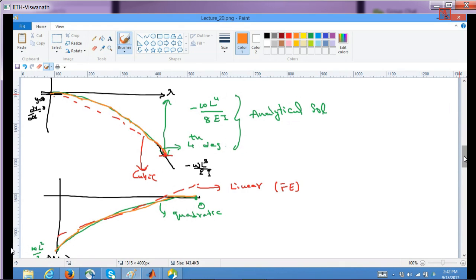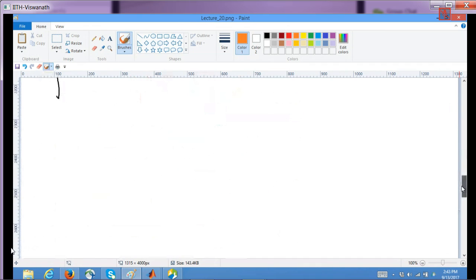But 1D is only to demonstrate that our finite element solution is as close as possible to the exact solution. In some cases it is exact, and in some cases it may not be. Anyway, with this, the second topic of the day is when we have an inclined member. So the next topic is a beam element.